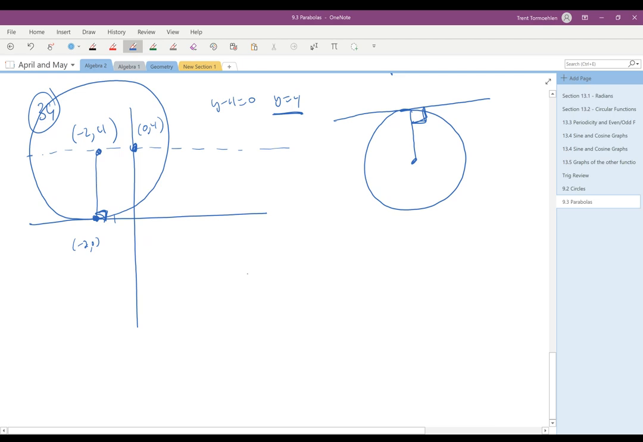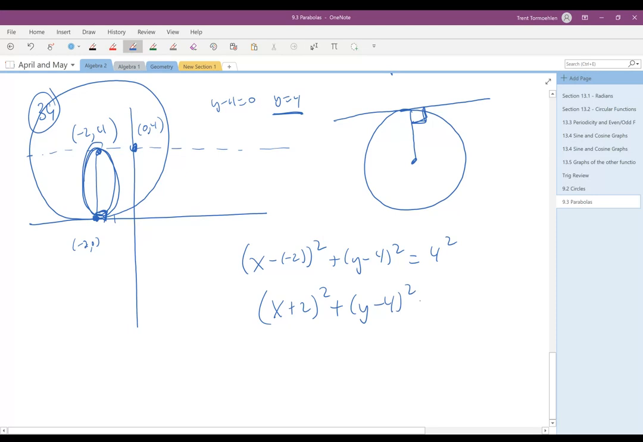So doing what we know about circles, that means we're going to do x minus a negative 2 squared, x minus h, right, plus y minus k squared equals, and now we need the radius. But the radius is just the length from (-2, 4) to (-2, 0), which is 4. So it equals 4 squared. I wrote k here instead of 4. Simplifying things, negative a negative equals positive, so you end up with x plus 2 squared plus y minus 4 squared equals 16.